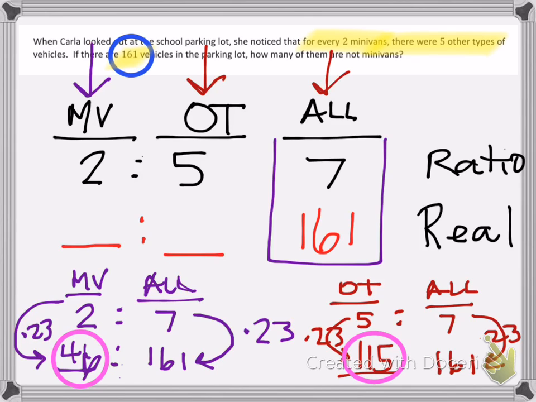So we used equivalent ratios to set up and solve for one missing item. And we can do that as long as we have something here where we know both the ratio and the real side.